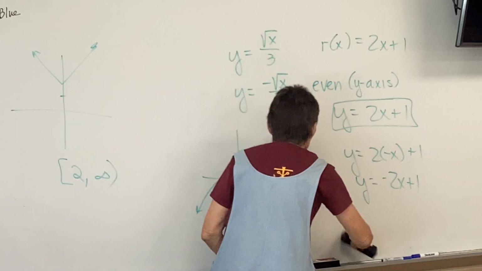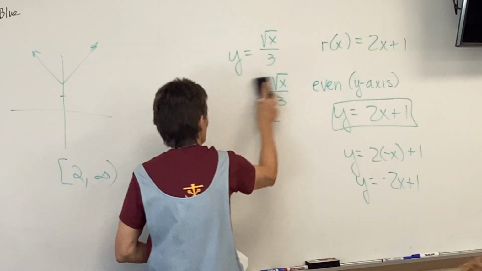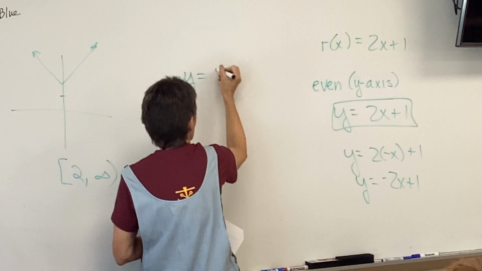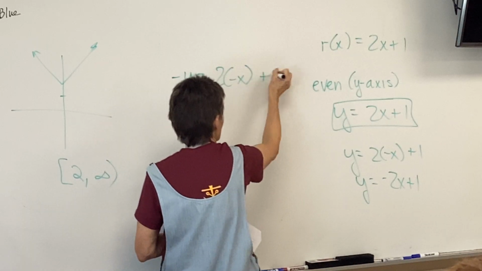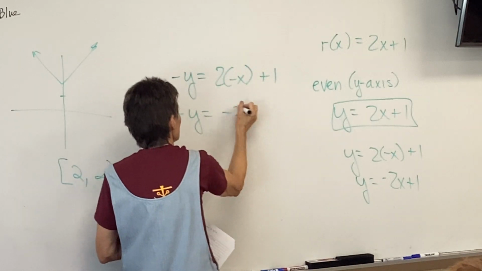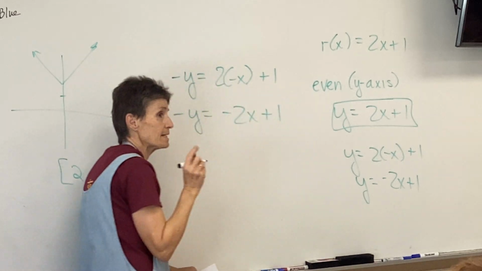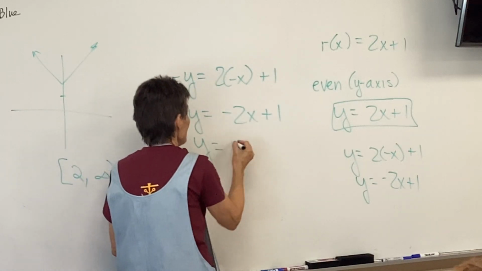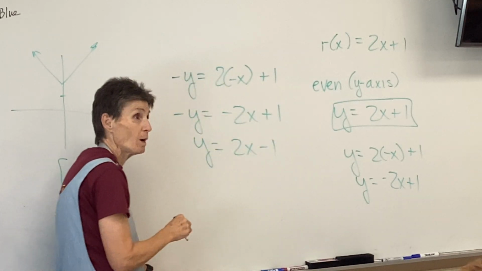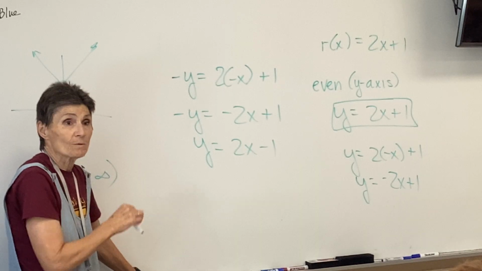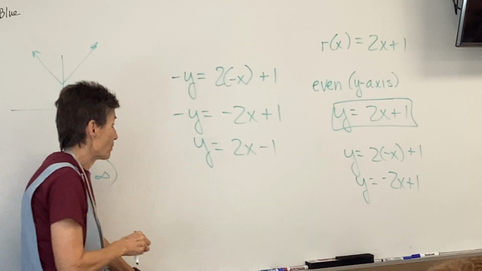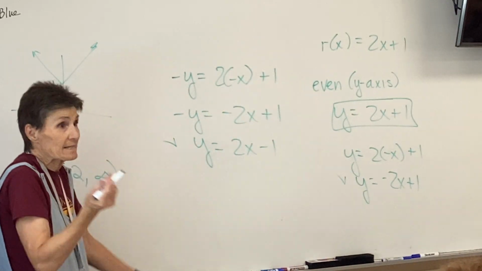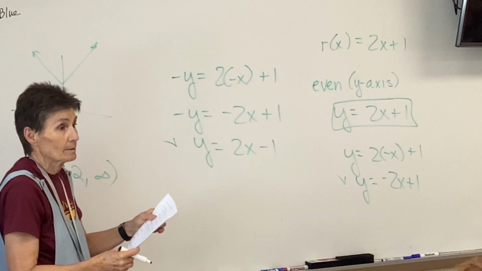Now, how do I test for odd? Switch them both. Origin. So negative y equals 2 times negative x plus 1. Is this the same as the original? No, because when you divide, don't you get 2x minus 1? Yeah. So this one is neither. When I grade your paper, I'll be looking for that and that, because that's how you tell. Right?